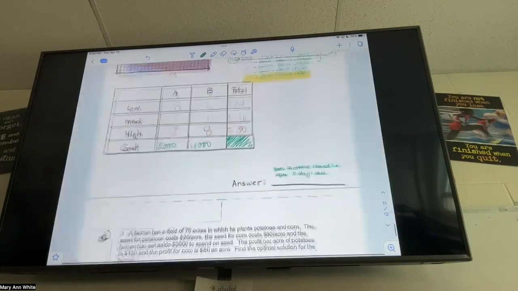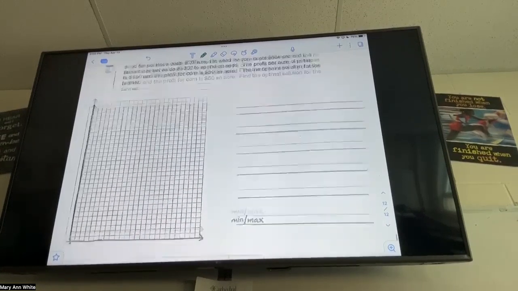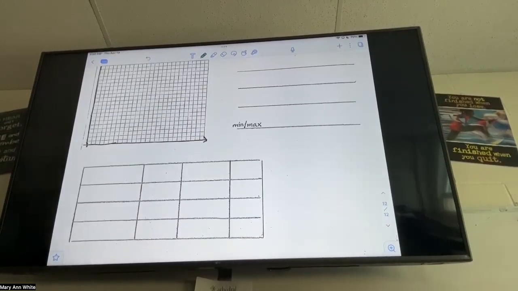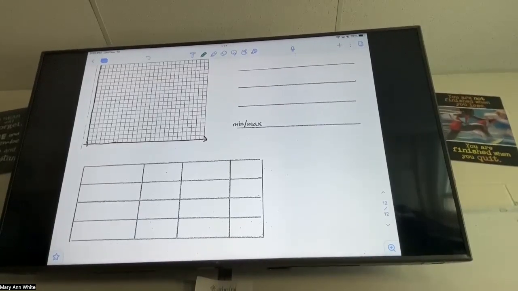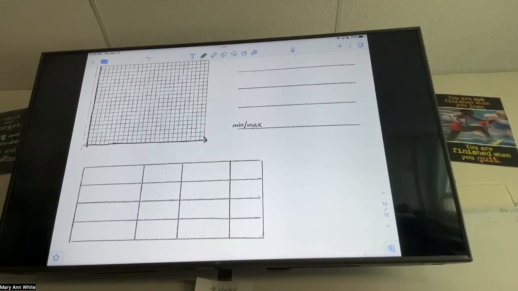All right, let's look at the last one. If you notice, the last one does not have the little boxes filled in. So why don't you take a minute, read the problem, and then we'll try and fill in the labels together, and then I'll let you go from there.